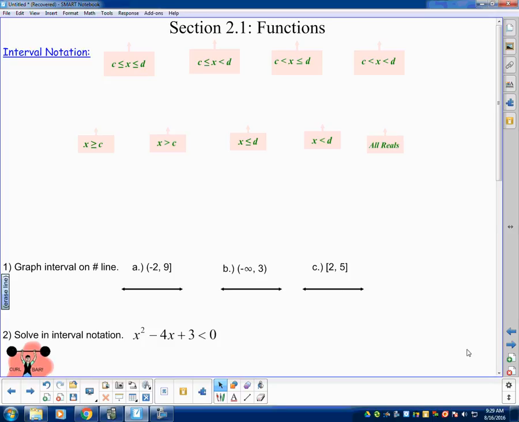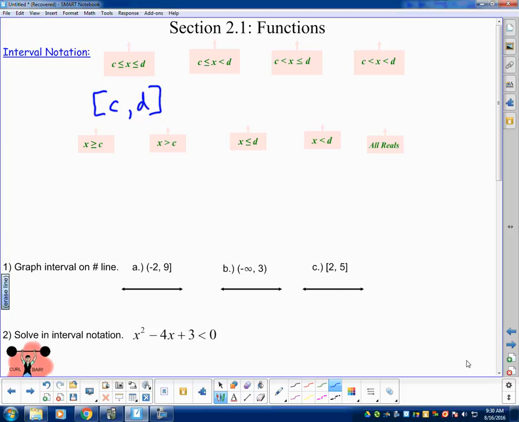This is 2.1 functions. We're going to talk a little bit about interval notation first. So we have inequalities up here, and I'm going to show you how these will be written in interval notation. The first one says x is greater than or equal to c, and x is less than or equal to d. The way we would write that in interval notation is using what's called a closed bracket.